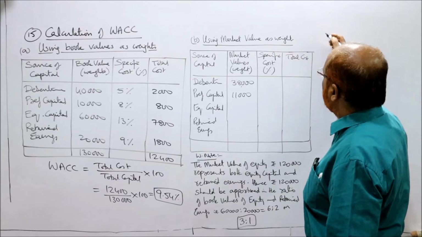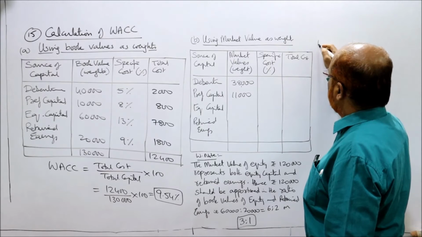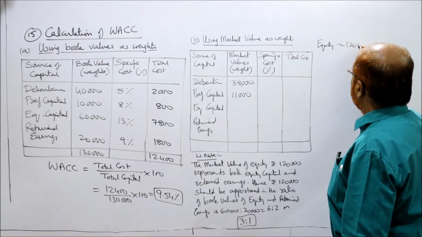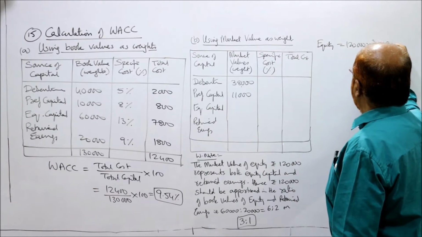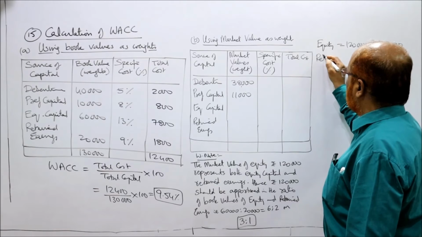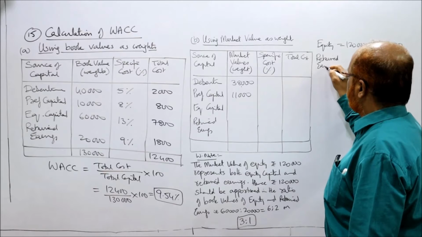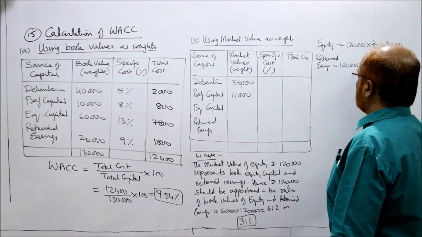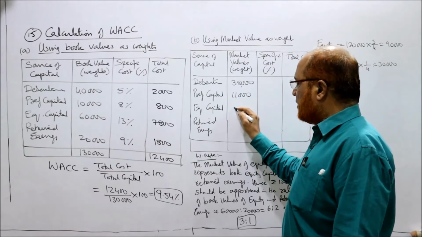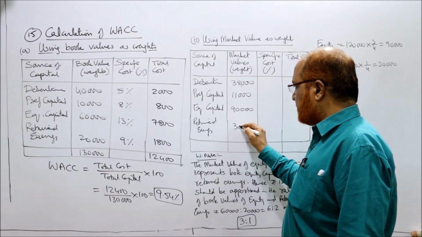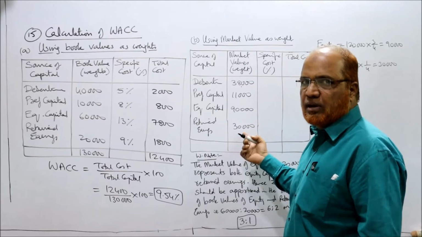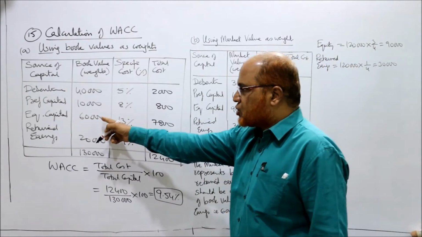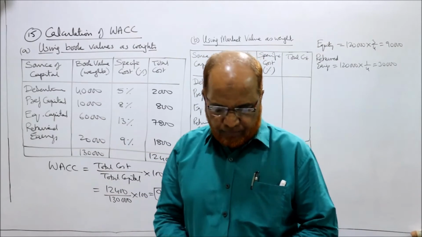Now we can write like this. Equity is equal to 1,20,000 into 3 by 4, 90,000. Similarly, retained earnings 1,20,000 into 1 by 4, 30,000. So instead of taking 1,20,000 here, now I am taking 90,000 and 30,000. If you add up both of these, you'll get 1,20,000. So it is better to apportion that 1,20,000 in the ratio of book values of equity and retained earnings.